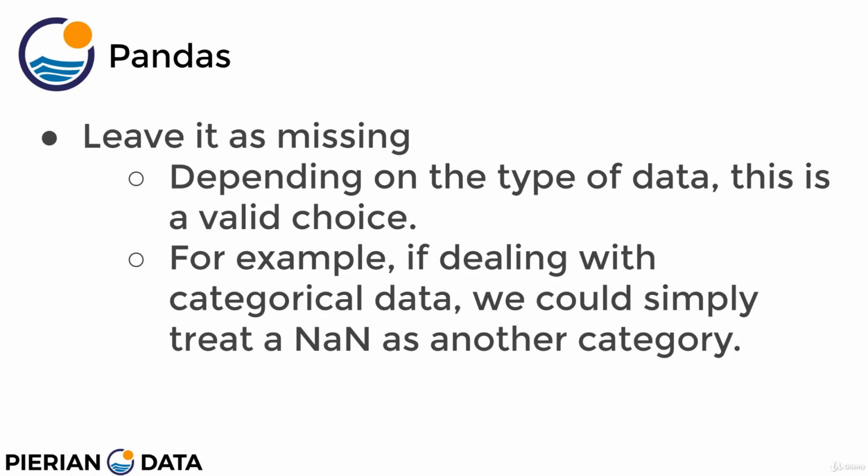The first strategy is to just leave in the missing data as missing. And depending on the type of data, this is often a valid choice. For example, if you're dealing with categorical data, such as the colors of houses, and for some reason you have some missing values there, if there's not that many missing values, you could simply just treat the not a number or missing data as another category. You could use your Pandas skills to later on replace it as a string, maybe saying not a color or not present. For categorical data, that's a perfectly valid choice. Again, it really depends on the situation.